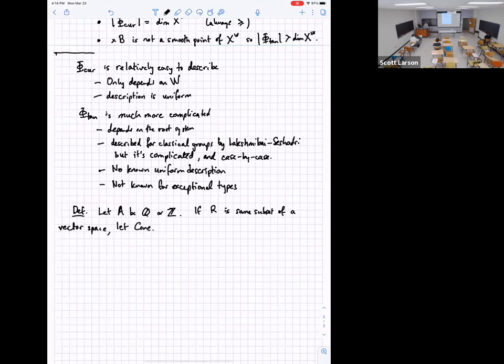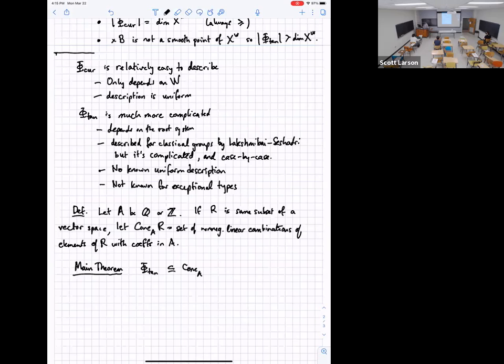let cone over A of R be the set of non-negative linear combinations of elements of R with coefficients in A. And so then the main theorem I want to talk about today is that the set of tangent weights is contained in the cone over A of the curve weights.